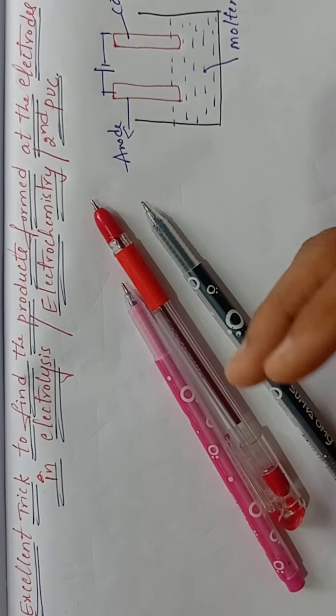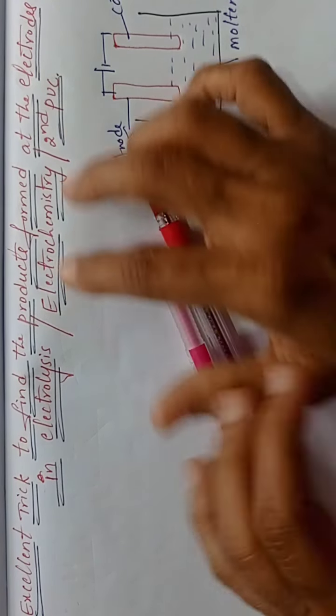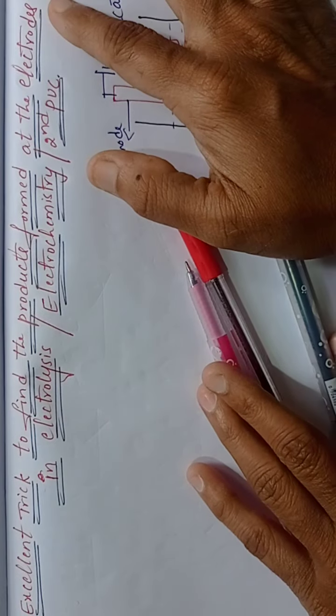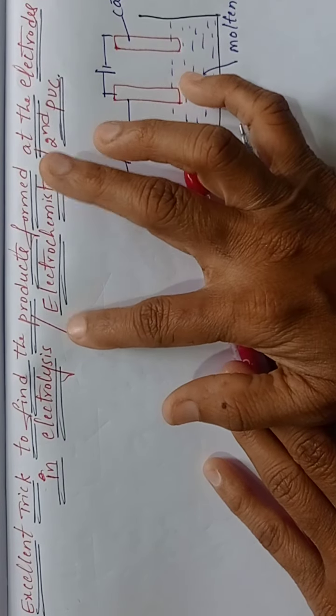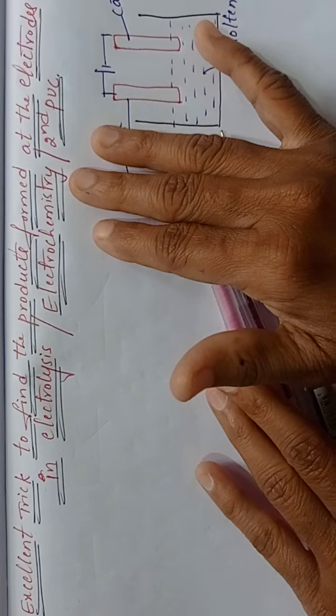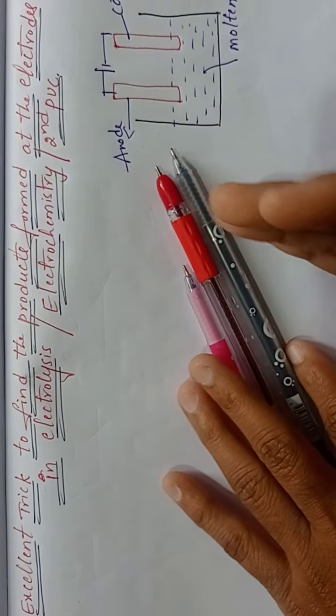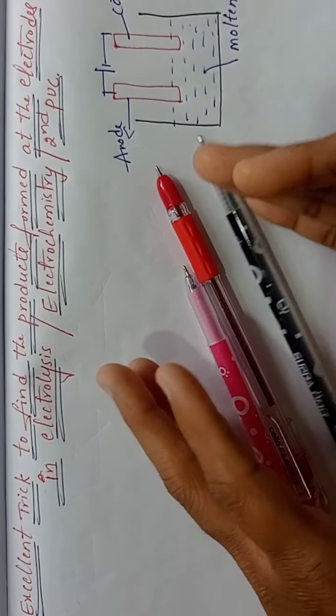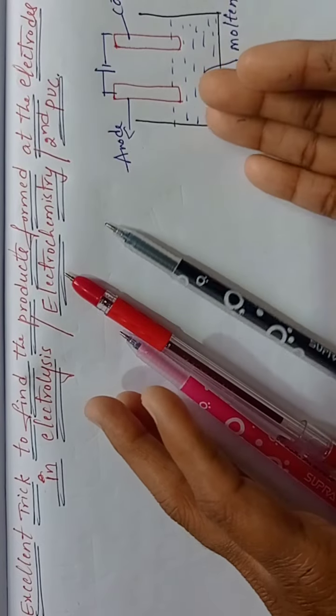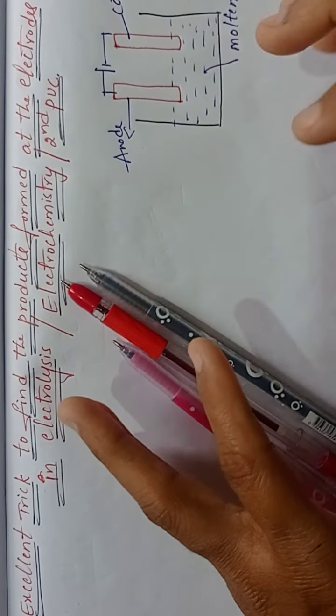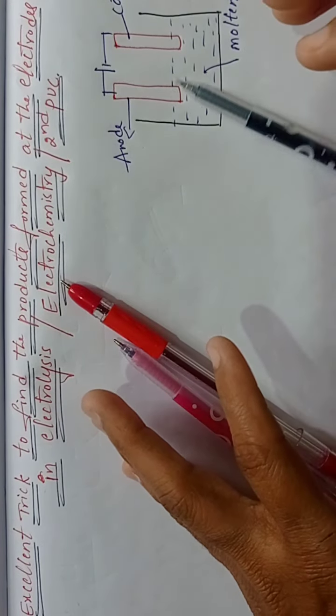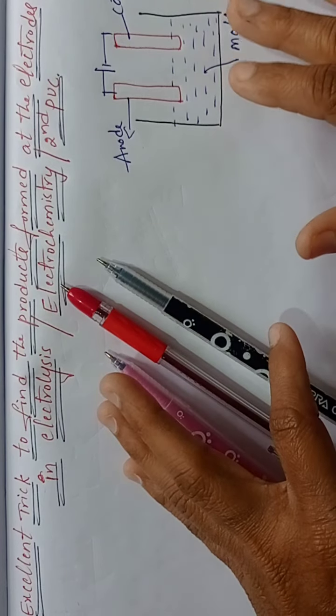In today's section, I am giving the excellent trick to find the products formed at the electrodes in the electrolysis process, students. This topic is from the electrochemistry lesson, 2nd PUC. Students face problems in this area: at the anode and at the cathode, what are the gases released? What are the products formed at the anode and cathode?